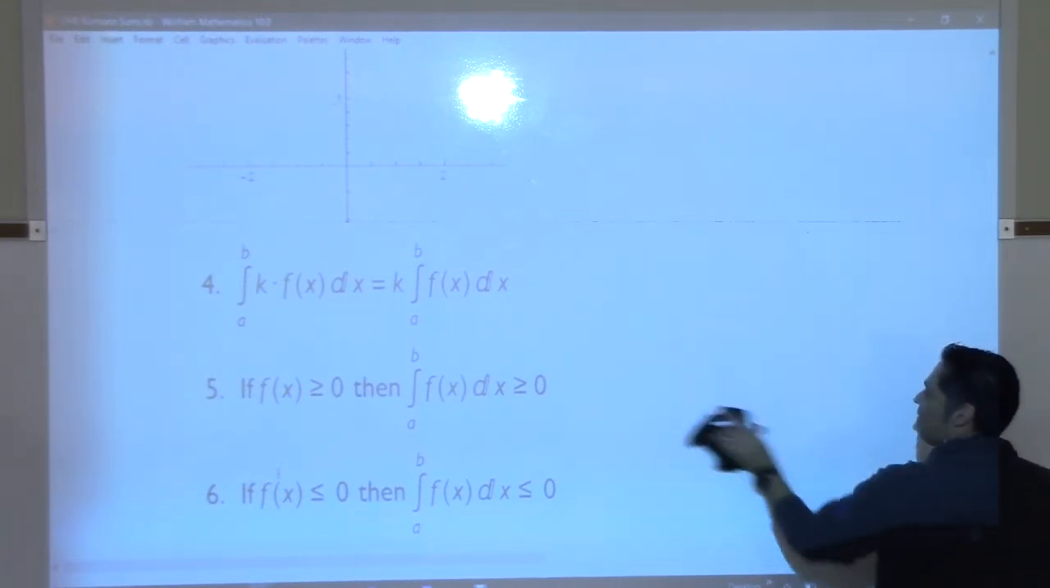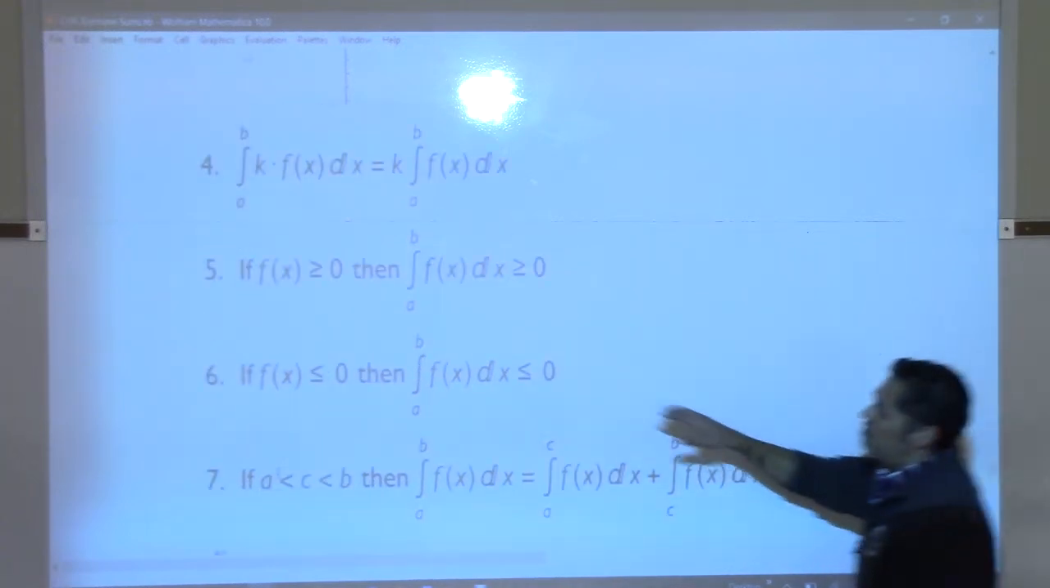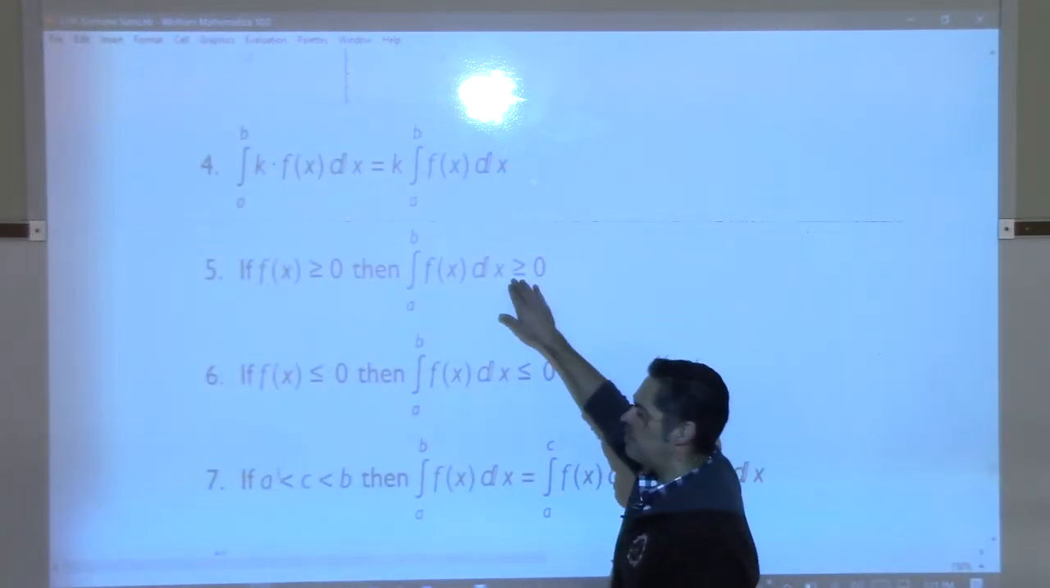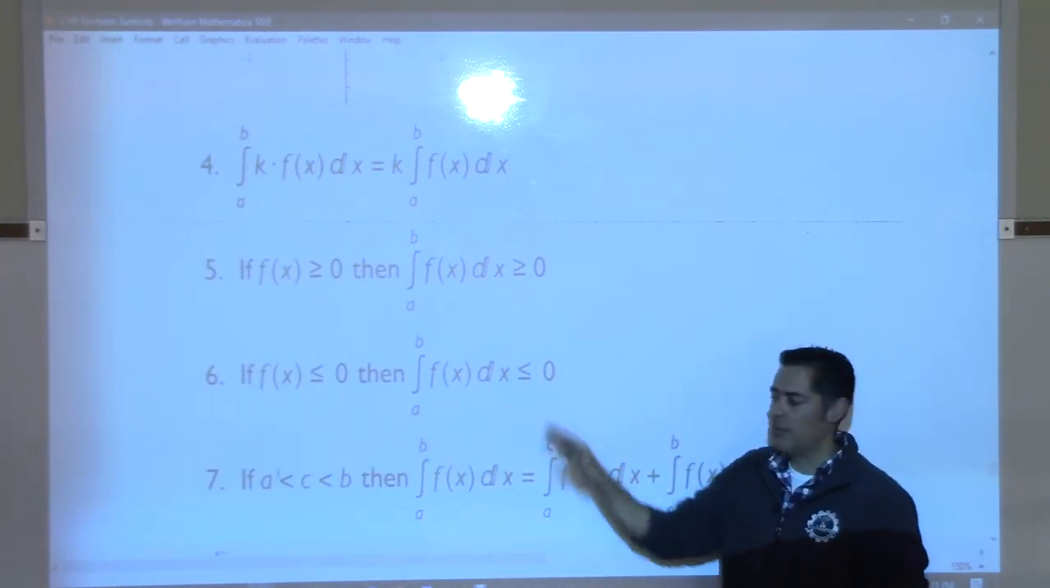Okay, but let's get these properties out of the way. If your function's positive, expect to have a positive answer. If your function's negative, then expect your area to be negative.